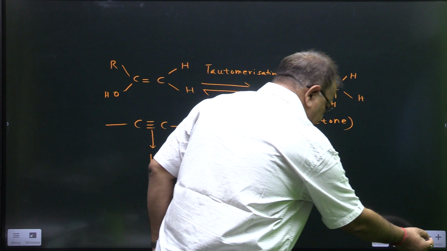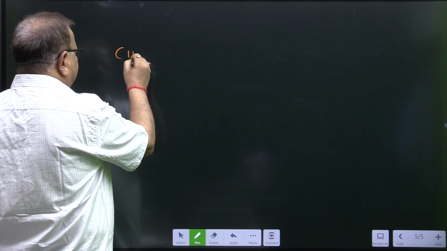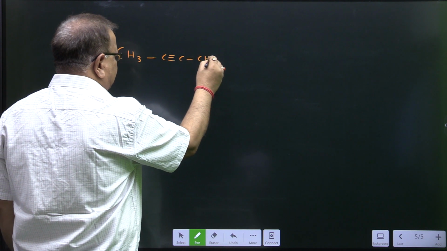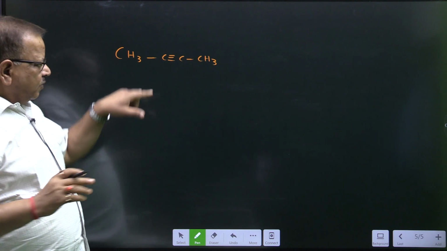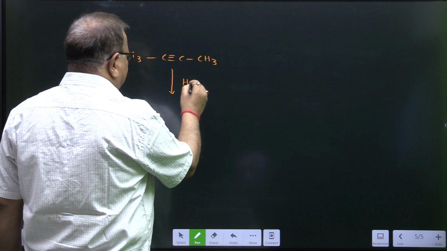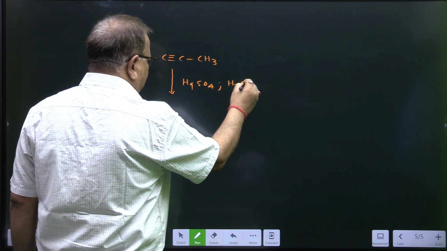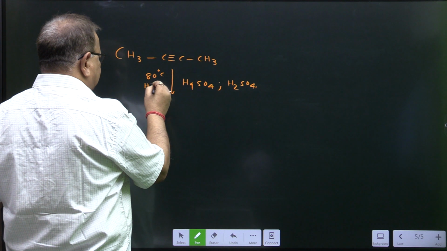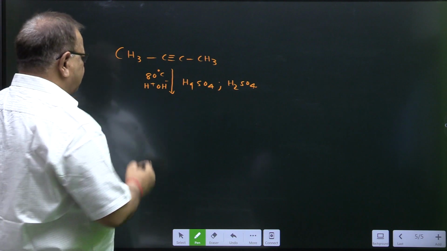Thank you. Next one, just take another example. If we take CH3, C triple bond C and CH3. Now we simply have to see the question, nothing else. We have to focus here and nothing else. With HgSO4, H2SO4 and 80 degrees Celsius, and H2O, which we write in the form of H plus OH minus.